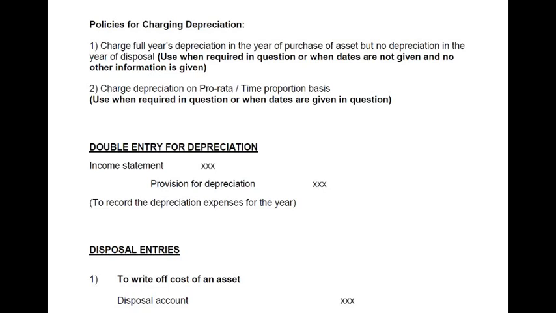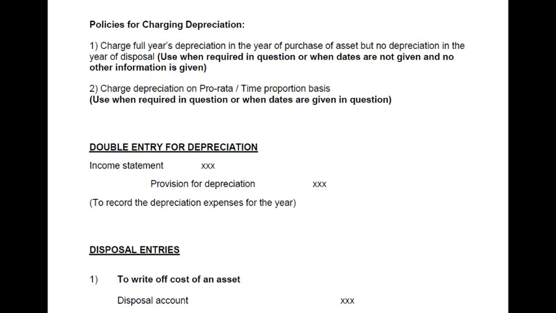The second policy is the month-wise policy. In the month-wise policy, we will be charging depreciation in the year of purchase and in the year of sale, and we'll be charging depreciation month-wise. Month-wise means we'll be charging depreciation for the exact number of months that we have used the asset. For example, if we have bought an asset on 1st January and our year end is 31st December and we are using time proportion, also known as pro-rata basis, we'll be charging depreciation for the whole 12 months from January to December.